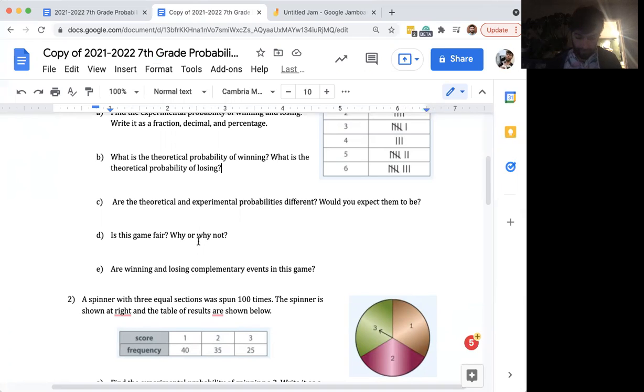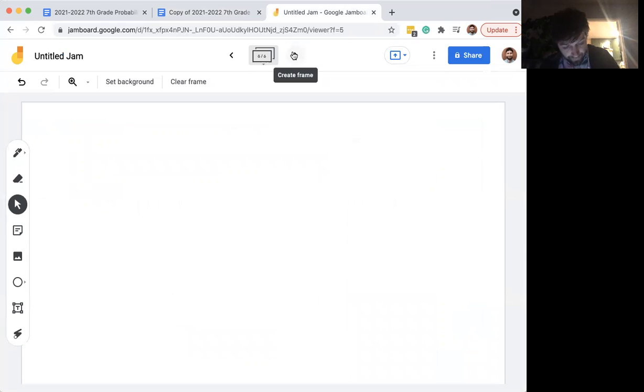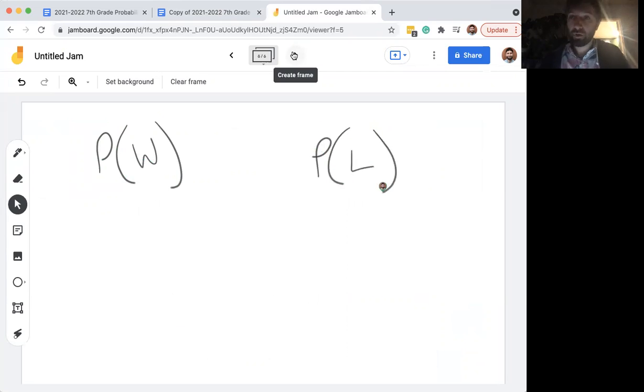So now, is the game fair or not? There are a couple of ways to answer that question. In this case, all we know is the probability of winning and the probability of losing. That's all we know about the game. And so for a game to be fair, you would want the probability of winning to be the same as the probability of losing. It can go either way.